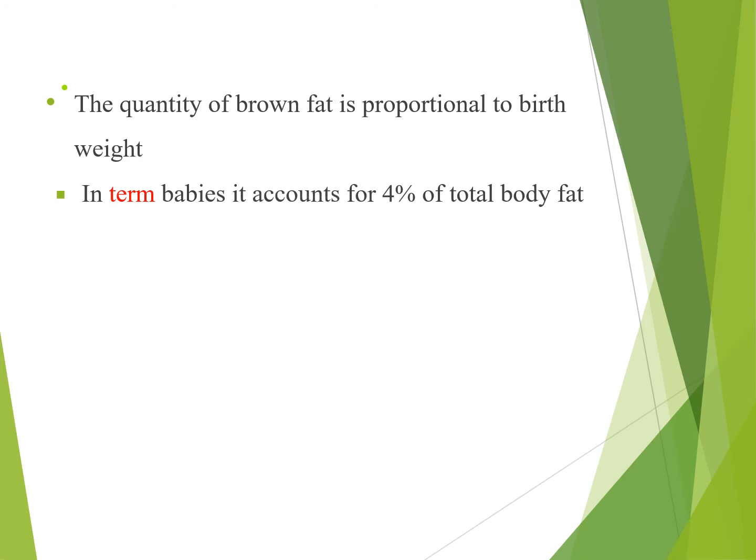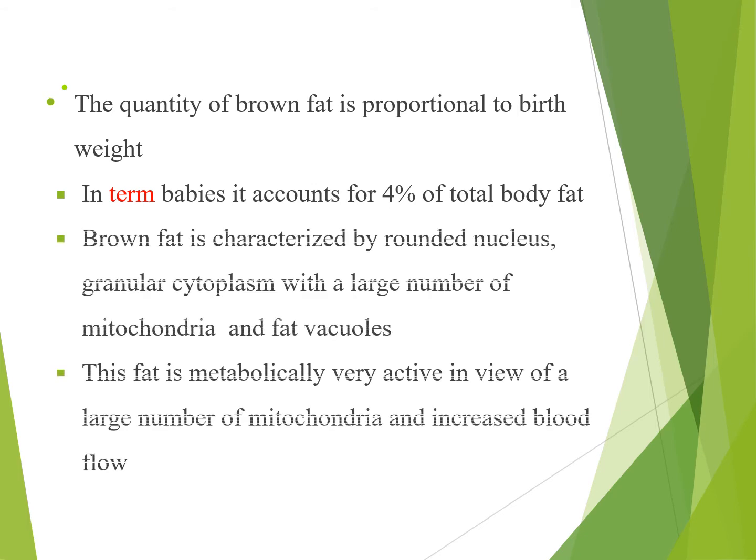The quantity of brown fat is proportional to birth weight. In term babies, it accounts for 4% of total body fat. Brown fat is characterized by a rounded nucleus and granular cytoplasm with a large number of mitochondria and fat vacuoles. This fat is metabolically very active in view of the large number of mitochondria and increased blood flow.